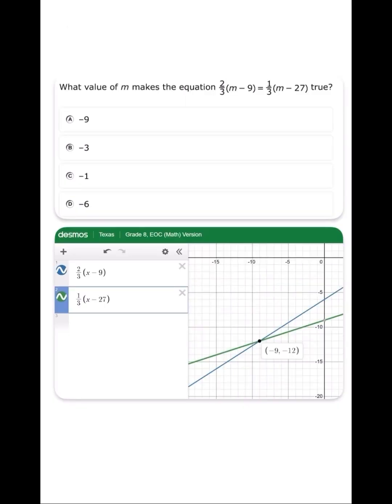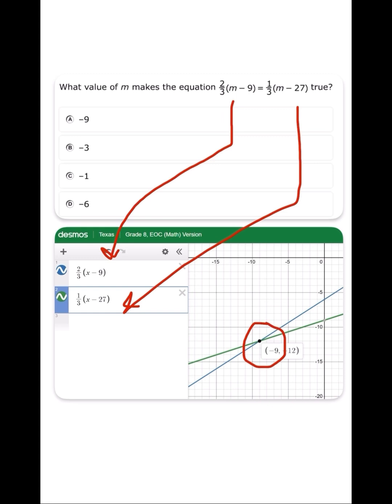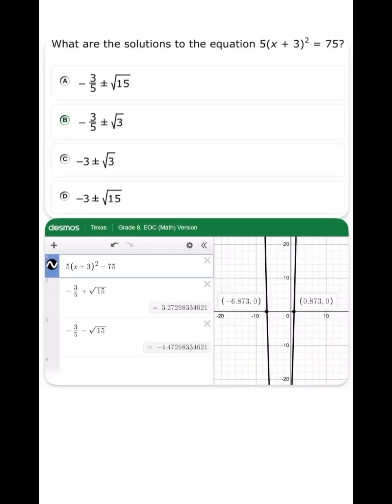To graph a function, always use x instead of any other letter. Graph one side of the equation and make a separate graph of the other side of the equal sign. The x value of where the two graphs overlap will be the solution. Moving the positive 75 to the other side of the equal sign will make it negative.